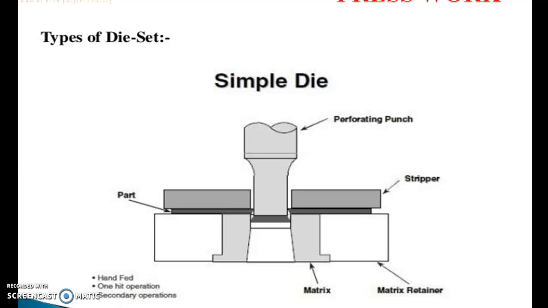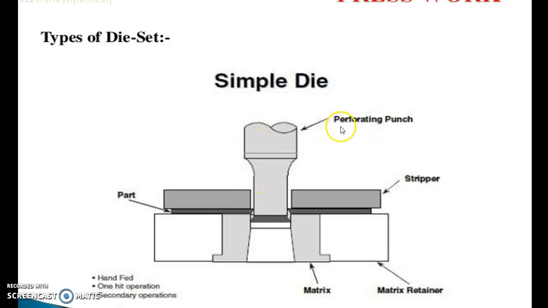So let's start with the first one, that is known as your simple die. In a simple die, only one operation is performed at each stroke of the ram. What are the operations? It may be blanking, punching, trimming, or shaving, any one operation. That means in one stroke of the ram, if one operation is performed, then this die is named a simple die. Here we are showing a blanking die.